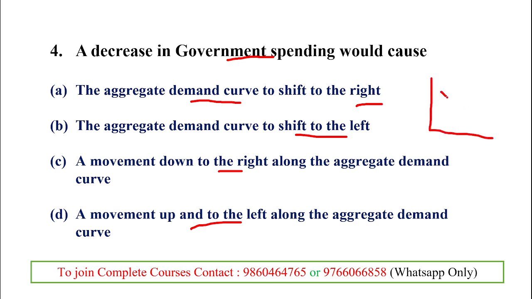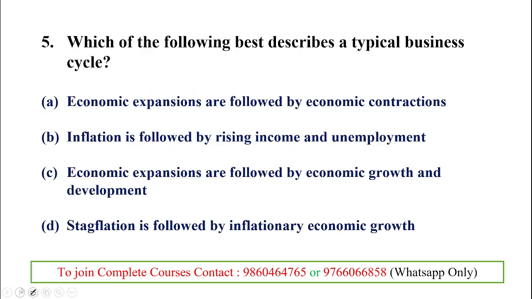This is an aggregate demand curve and this is the changed aggregate demand curve. So that is a rightward shift here. And a decrease in government spending indicates a leftward movement, that is from here. So here the aggregate demand curve shifting to the left is the answer. Clear?